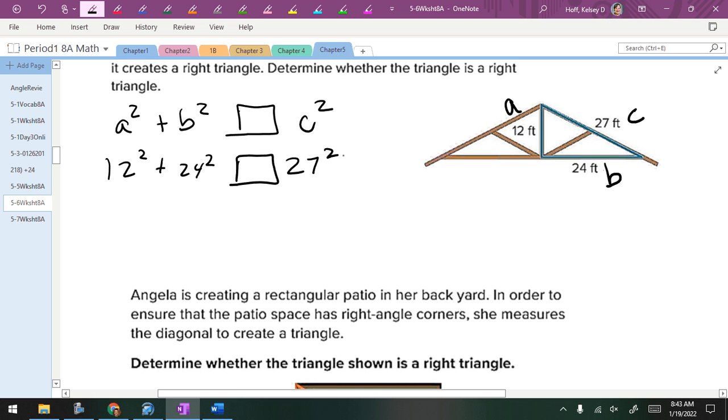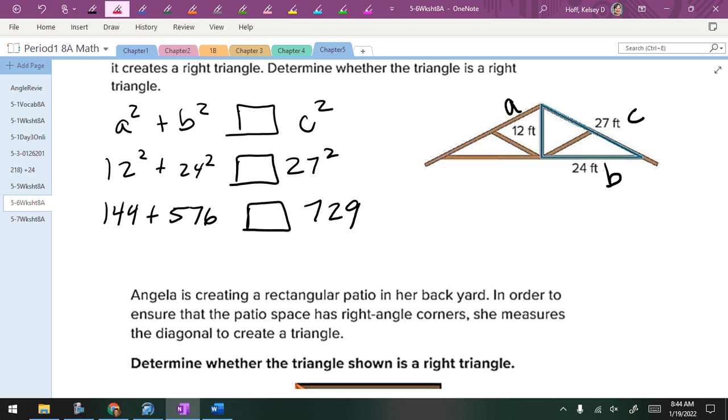Tegan, what is 12 squared? 144. What is 24 squared? Hope you're making a note for yourself, aren't you? Marilyn, what's 24 squared? 576. Caitlin, what's 27 squared? Just going to calculate it quick. 729.